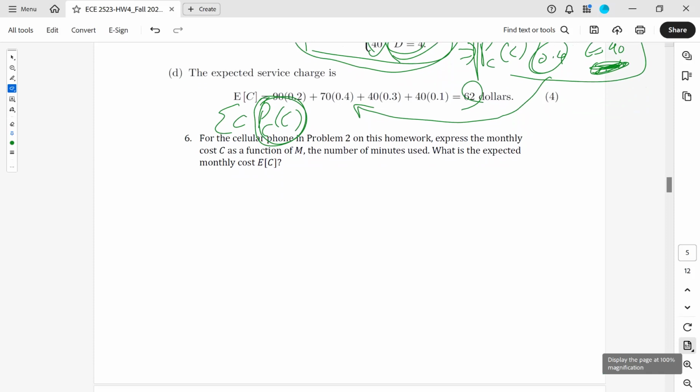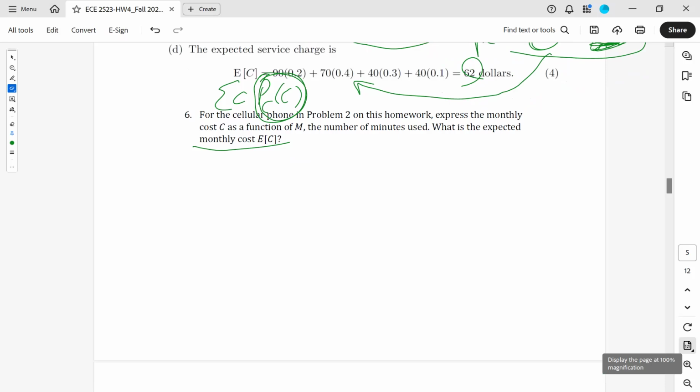Okay, problem number 6. In problem number 2, we had the cellular phone service that, if you remember, would charge us $20 for the first 30 minutes, and for each extra minute that you use the phone, it would add 50 cents to the bill. We already developed the PMF for the cost based on the PMF that the question gave us for the minutes. Remember that? We solved that in problem 2 of this homework. Now problem 6 asks, based on that PMF that we developed, what is the expected value for the cost, the random variable C?